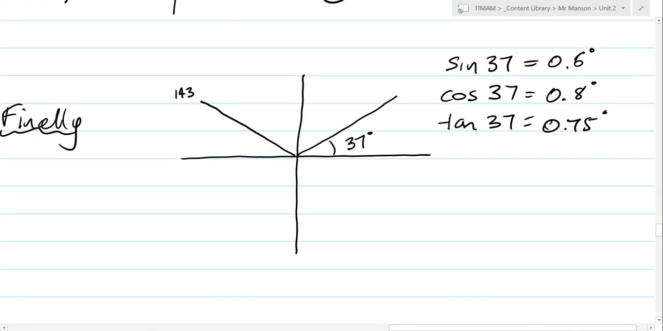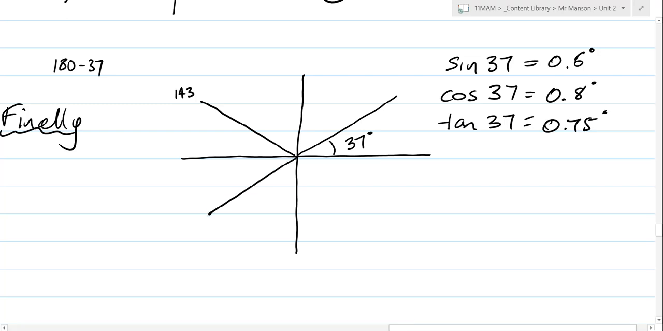143. If anybody doesn't know how we got that, and by we I mean Baxter, maybe somebody else called it out as well, we just did 180 minus 37 to give us the equivalent angle in the second quadrant. Get on your calculators now and check. Sine 37 should be positive 0.6, cos 37 should be negative 0.8, and tan 37 should be negative 0.75. You should get the same numbers, but that negative positive relationship should hold. Check that happens.